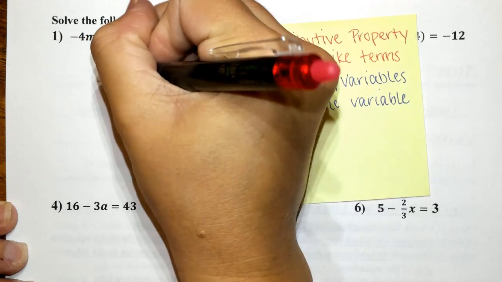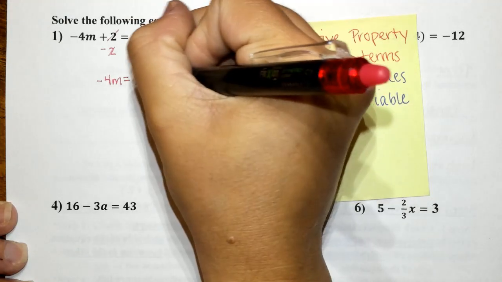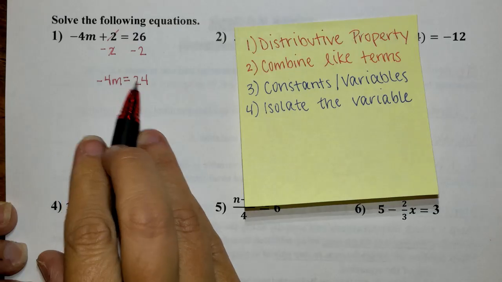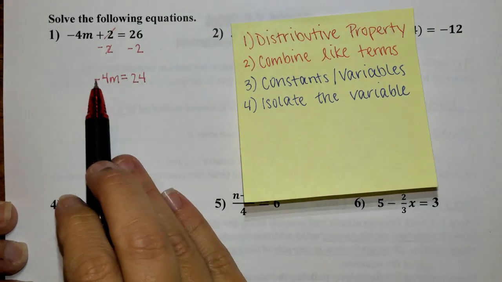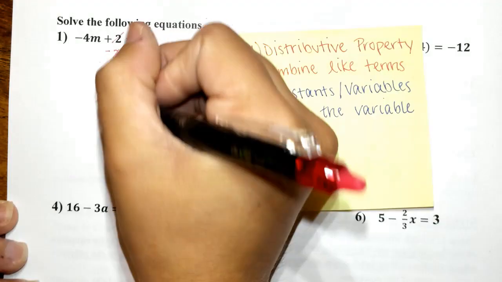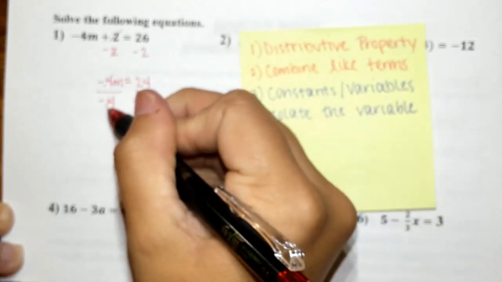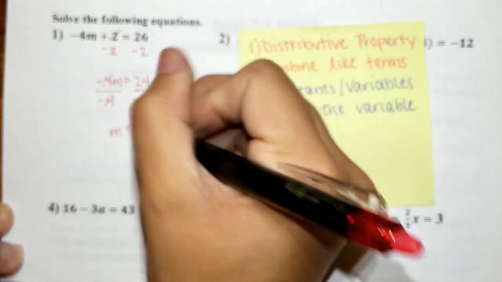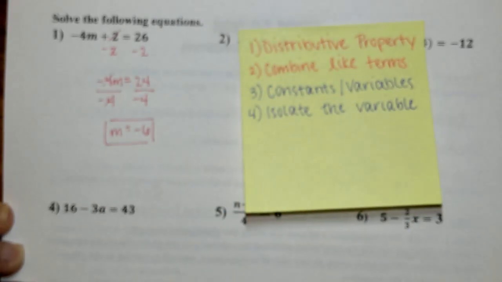Negative 4m comes down. My equal sign comes down. 26 minus 2 is 24. And then negative 4 is being multiplied by m. Okay, and then that equals 24. Step 4, isolate the variable. To get m by itself, I have to undo this multiplication. So I divide, because that is the opposite of multiplication. I divide by whatever the variable is being multiplied by. Okay, this cancels. It's 1. 1m is the same as just m. 24 divided by negative 4 is negative 6. So that is our answer.